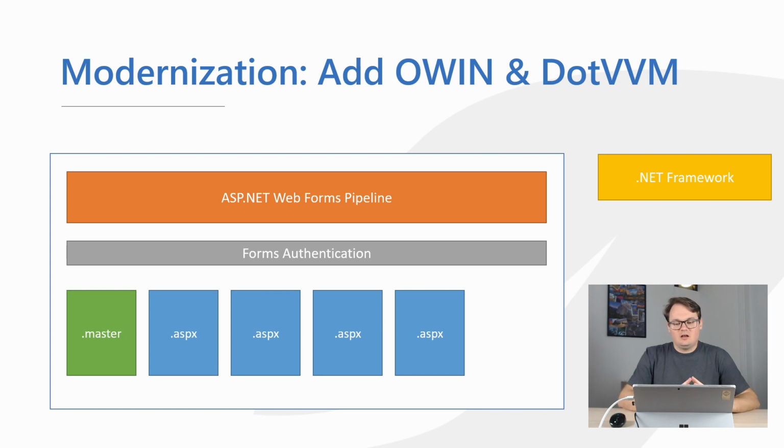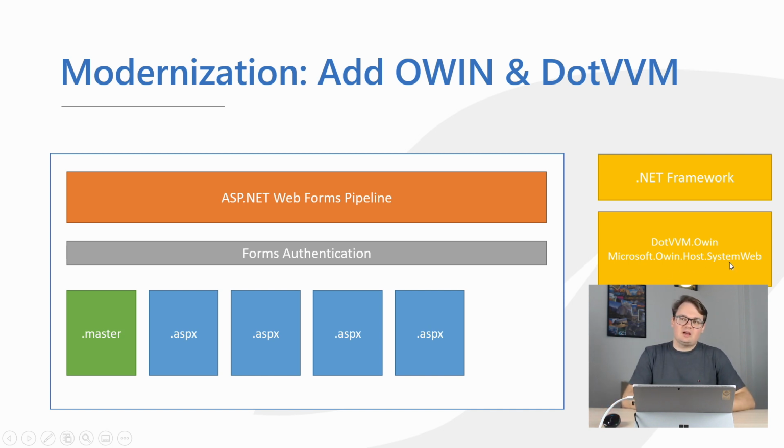And if you want to start with the .vvm modernization process, you need to add two NuGet packages. First is .vvm.owin, which is the Owin version of .vvm. And then there is a Microsoft Owin host system web. You may have this package in your application already, because some frameworks need it. If you are, for example, using Web API or SignalR, there is a chance that you will already have Owin host system web installed in your project. If it's not there, you need to add it.